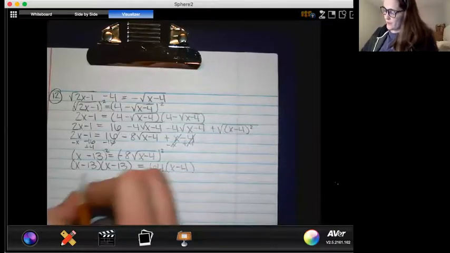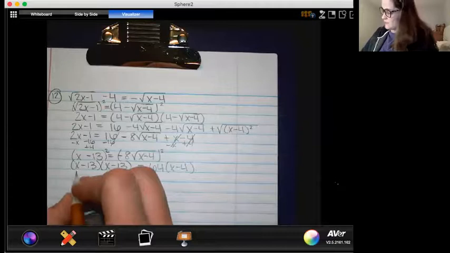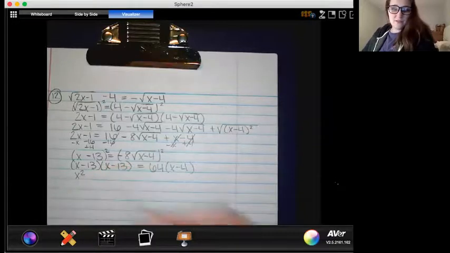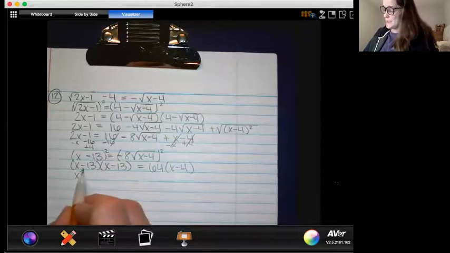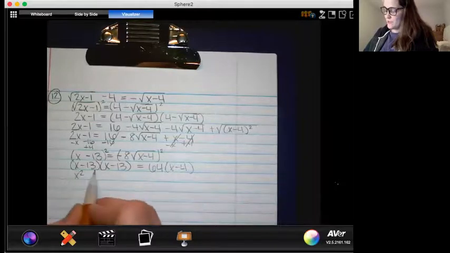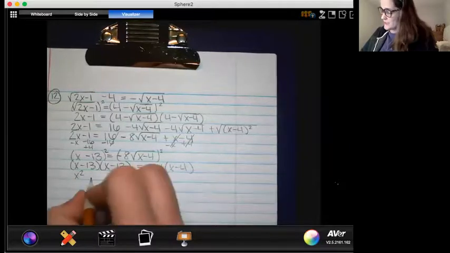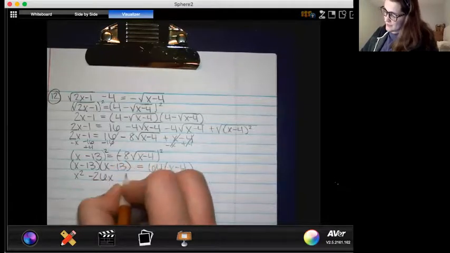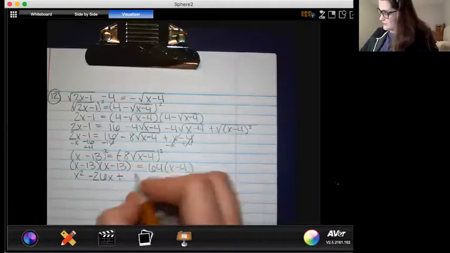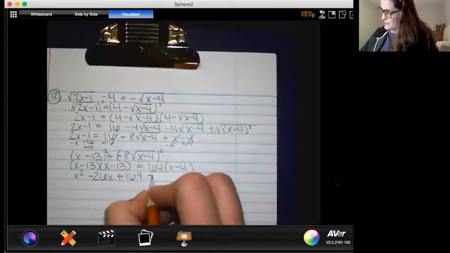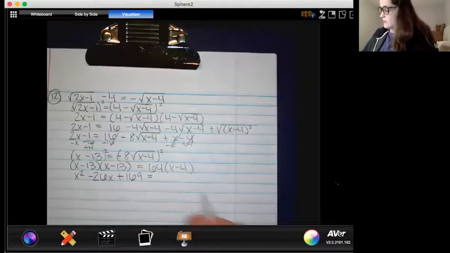Okay, let's FOIL that left side. So I have x squared. I'm going to go ahead and skip ahead on this step because we know we're going to get the same term twice. So negative 13x and negative 13x, which is negative 26x, plus 169. And I needed to distribute on the right side.